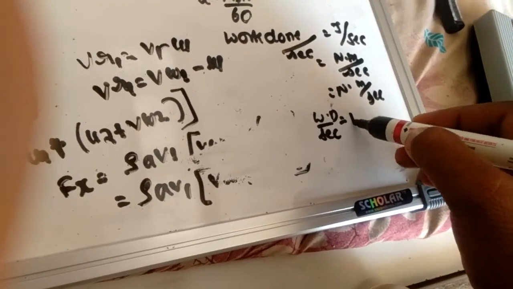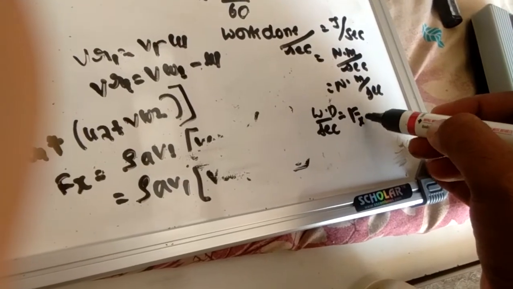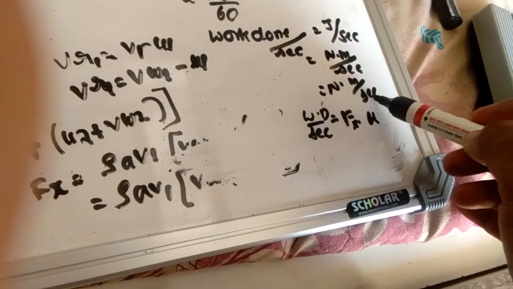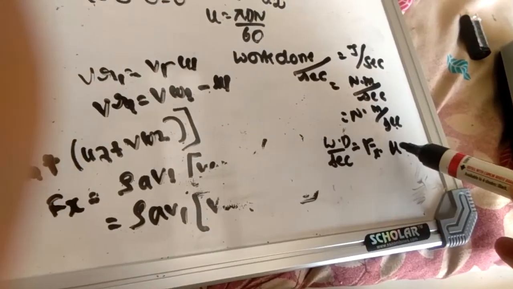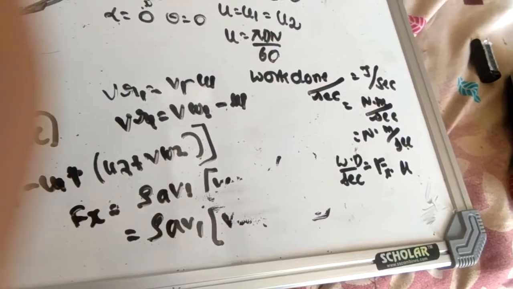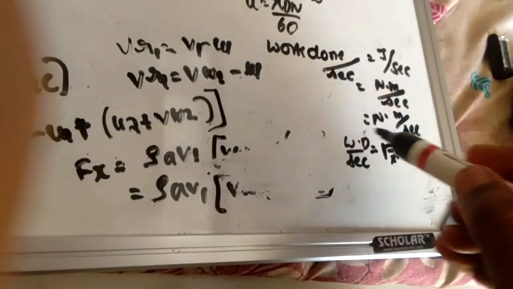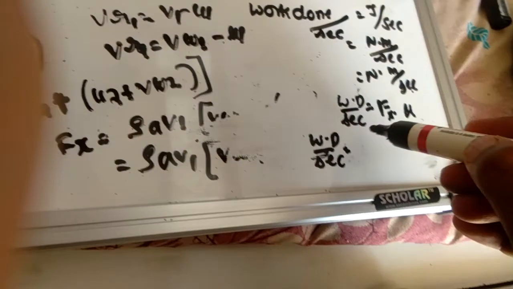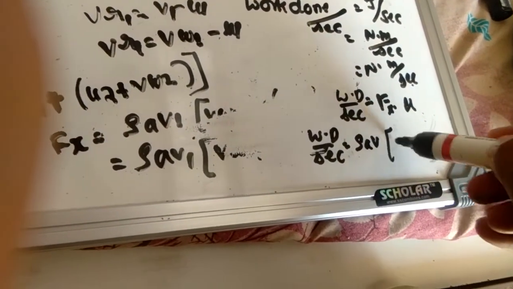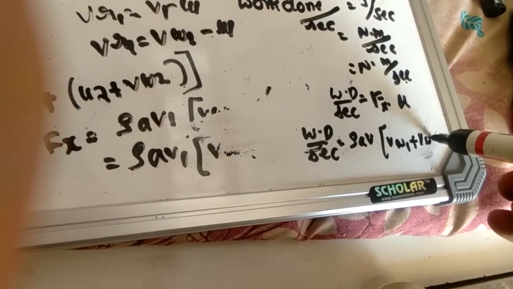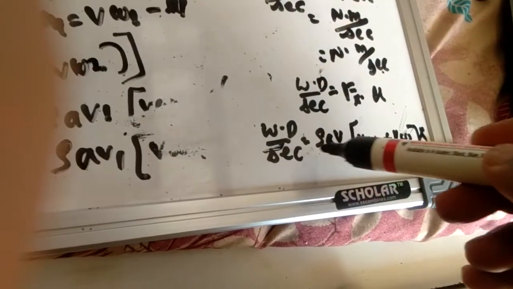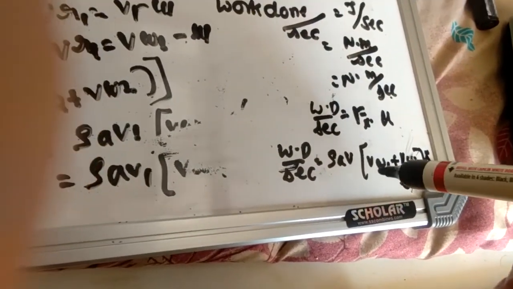Newton is the force, that is Fx, and it moves with a velocity, so work done per second is Fx into u. Force is in Newtons and velocity u is in meters per second. So work done per second is equal to rho a V1 into (Vw1 plus Vw2) into u. This is the work done per second, which we can call power.